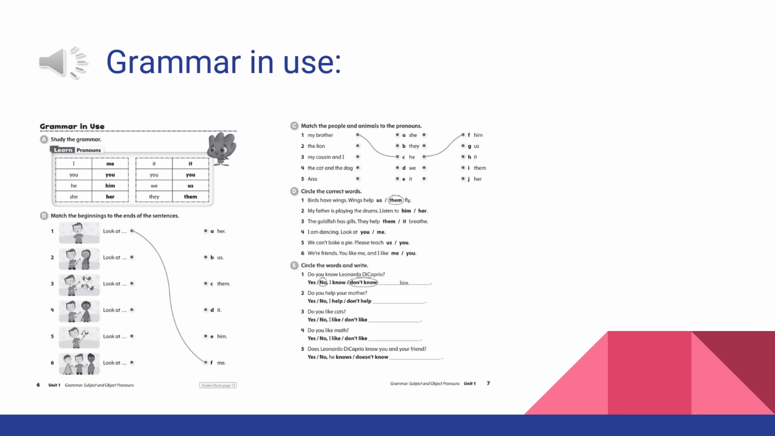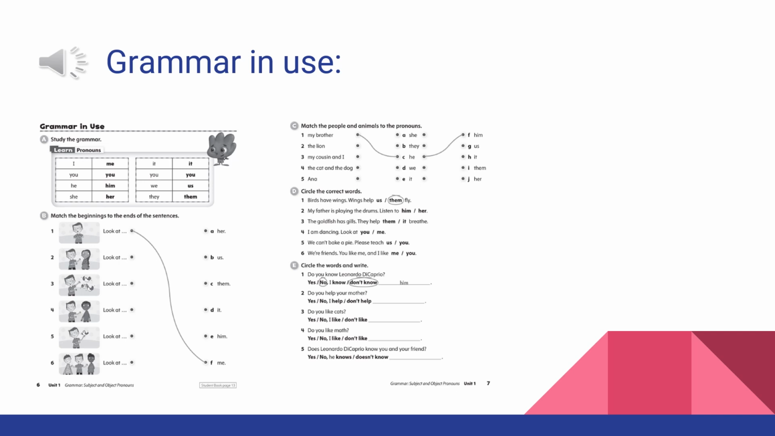Now come to the part B, match the beginnings to the end of the sentences. You need to look at the picture and then match it with the correct one. The first one is already done for you. Look at me. If you look at the picture, the boy is pointing out to himself. So the pronoun which you will match it with is me. If you look at the second picture, the boy is pointing out to a girl. So look at her. In the third one, the boy is pointing out to the birds. Look at them. Yes, because birds are more than one.